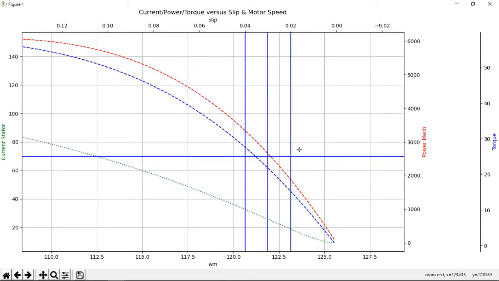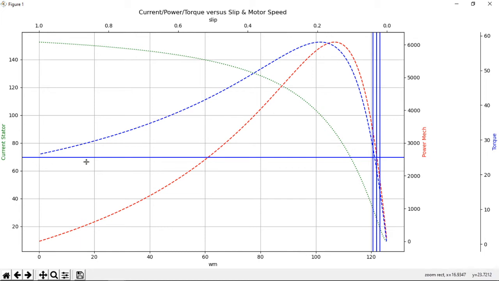Okay, now let's do some calculations here. First off, let me go back to here and say something. Notice I've drawn a horizontal line here. This horizontal line corresponds to the startup torque, okay? So if you have a load and its load torque is greater than this line here, it'll never start because this is the maximum torque that this motor can produce. And this turns out being somewhere around 25 Newton meters for the torque.